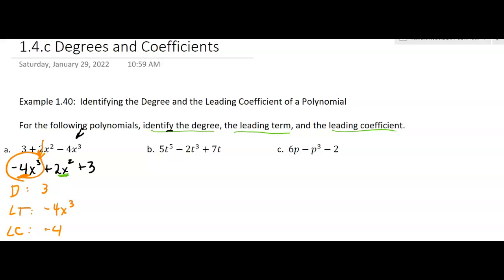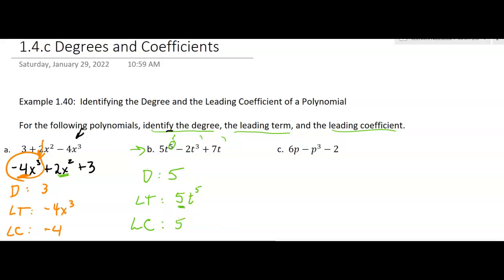Now we'll go to the next polynomial. Are my exponents in descending order? Well, I've got a 5, then a 3, then a 1. Yeah, so it's all good. It's in standard form. So what's the degree? It's the exponent here, 5, the highest exponent. What's the leading term? Well, 5t to the 5th. I don't know why we have to have so many 5s, but all right. And then the leading coefficient, that's going to be just the 5, but it's this 5. All right, so that's that one.